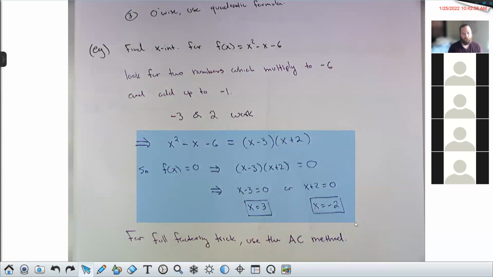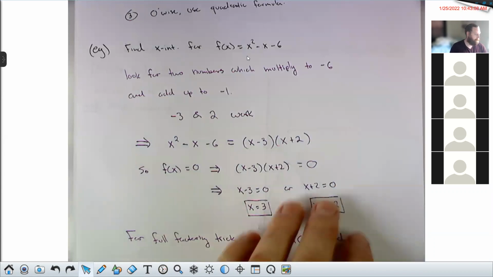Because factoring like this is something that you're going to need to be able to do. You're going to need to be able to do it quickly, including the more advanced versions where there's like a 2x squared here. I'll work some examples like that, but not right now.